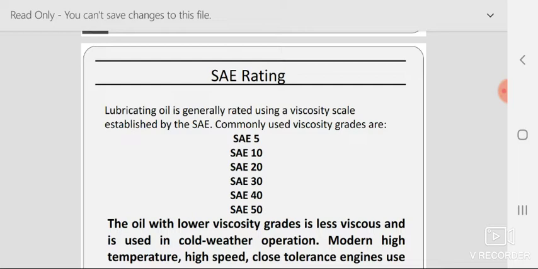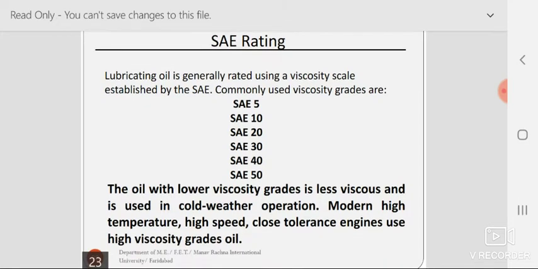That is why the oil with lower viscosity grades is less viscous and used in cold weather operation, and modern high temperature, high speed, close tolerance engines use high viscosity grade oil.